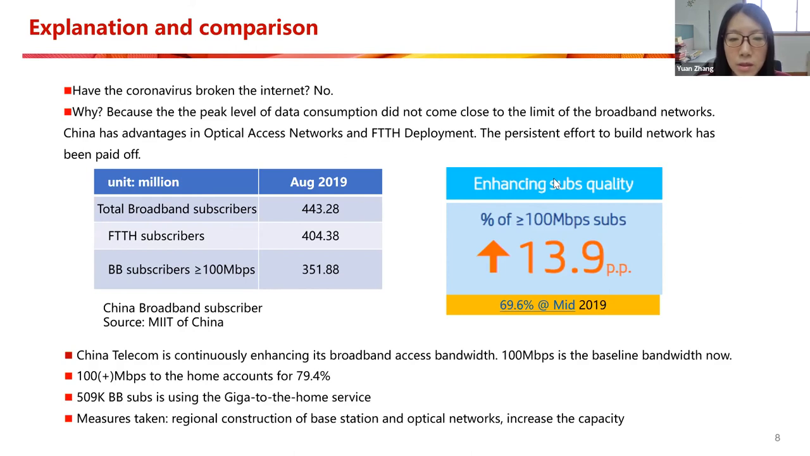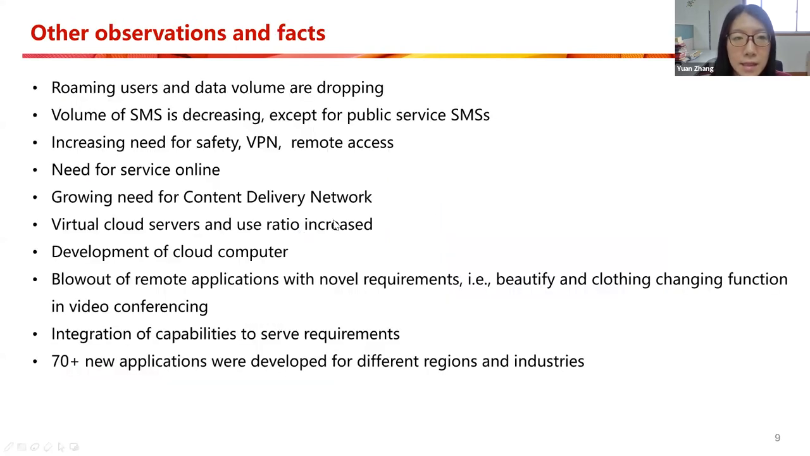And there's one more thing to be noted, that QoS does not only depend on the access network bandwidth, but also the bandwidth of the backbone. So the QoS at night is not as good as daytime because the traffic during nighttime is easily congested, especially for the international gateway. And there are some other facts and observations based on statistics in February that roaming users and data volume are dropping due to the travel restrictions and risks. And the volume of short messages is decreasing, which has been a trend as IM applications are booming. Except for public service short messages, a lot of short messages are sent about COVID-19 by different platforms or applications.